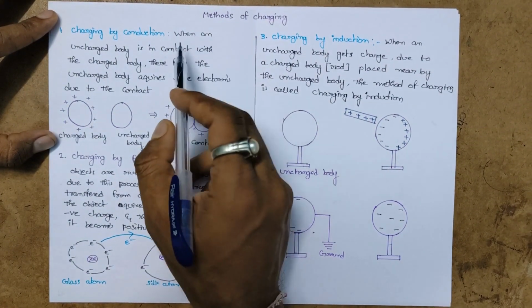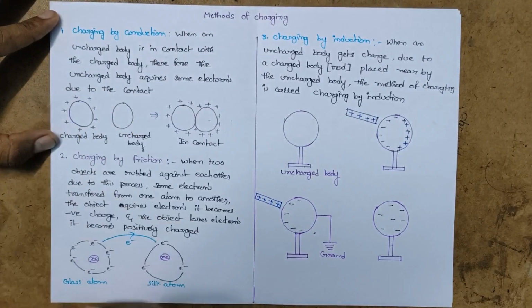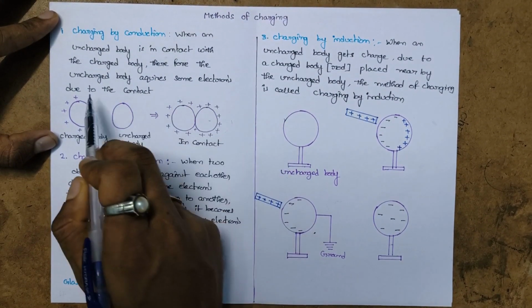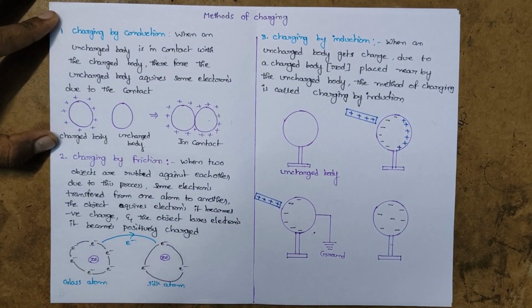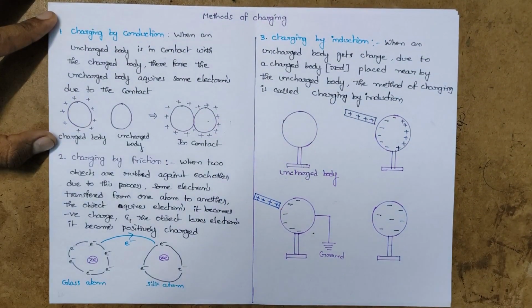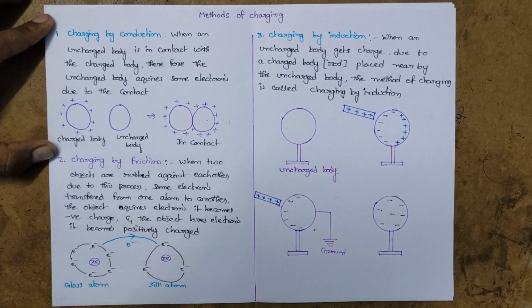So I wrote the definition already. When an uncharged body is in contact with the charged body, the uncharged body acquires some electrons due to the contact. So this method of charging is called charging by conduction. Now coming to the second type, that is charging by friction.